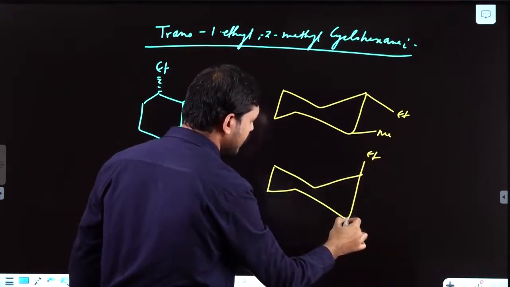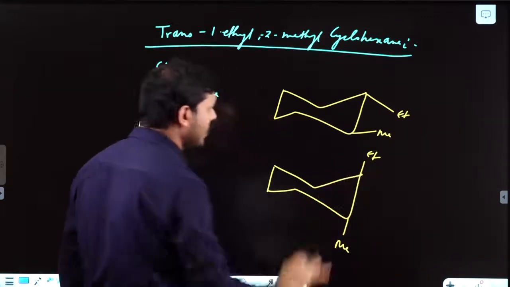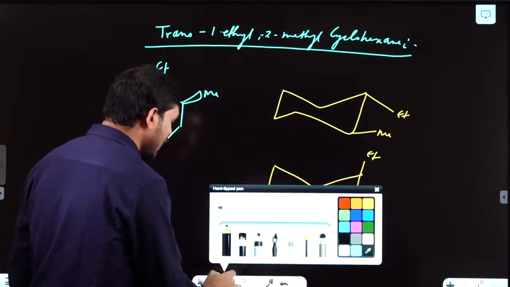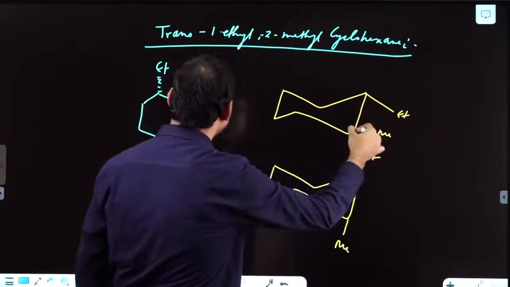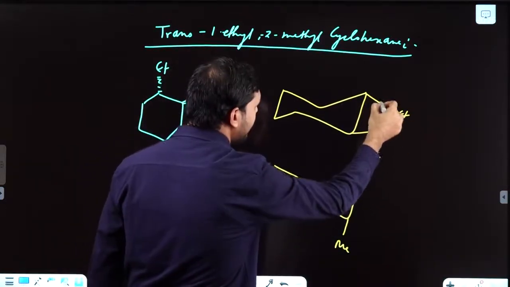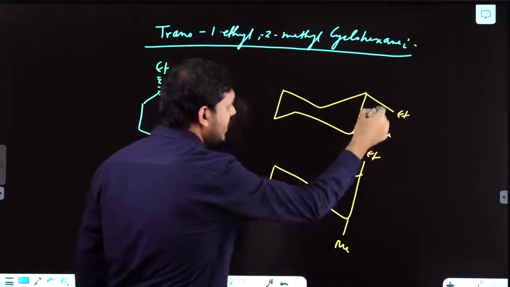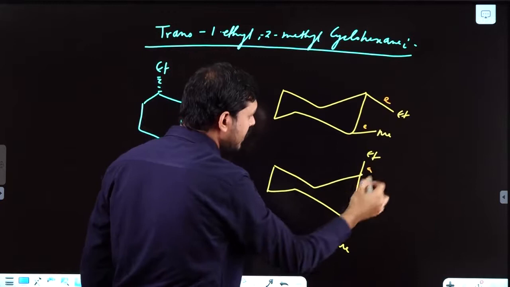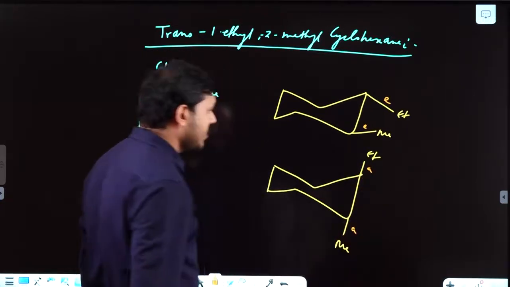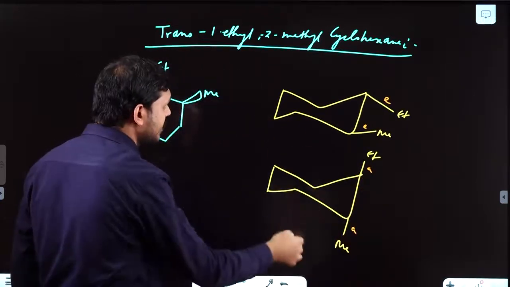Up, and this will be down. The two cases you can see, these are the transforms. Okay, this is your down, this is your up, so it is trans. Now if you will see equatorial and axial, so this is equatorial, this is also equatorial, here it is axial, here it is axial. So you can simply understand among these two structures which is more stable.